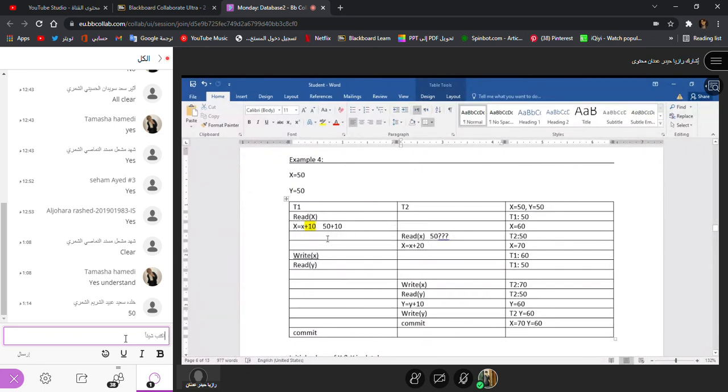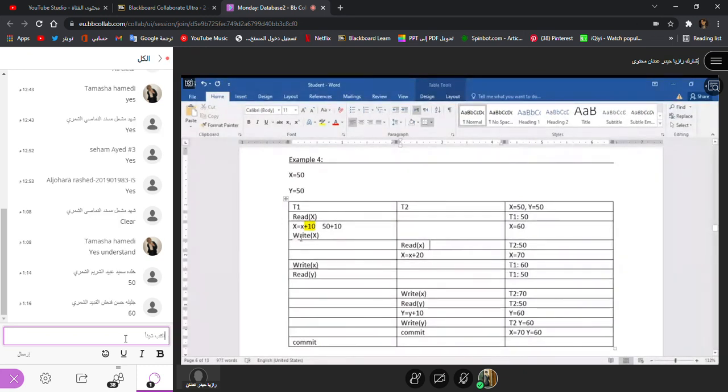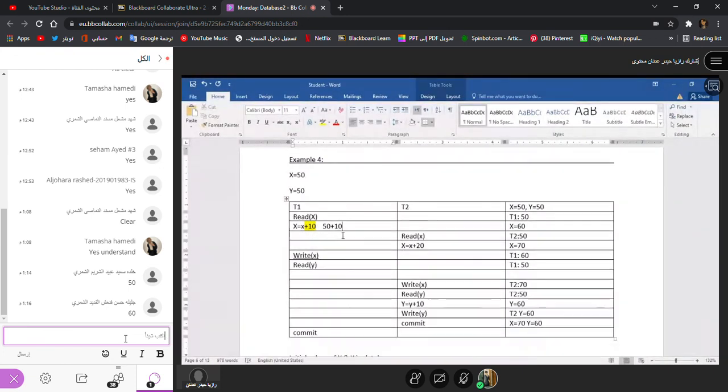Understand why I'm reading it? But if I keep this one here, for example, after this, if I say write x, then what will you read, x, 50 or 60? If I write x here and then after that I read, then I will read 60. So keep that in mind always. Because this write is not here yet, this is our 50.